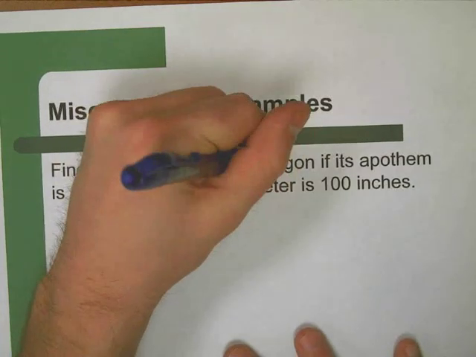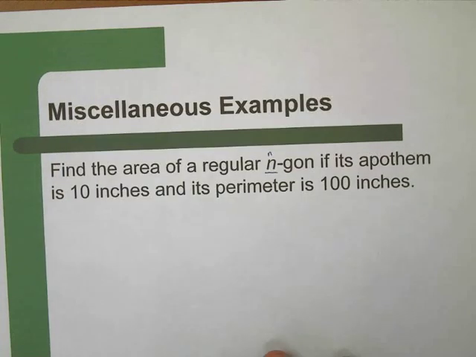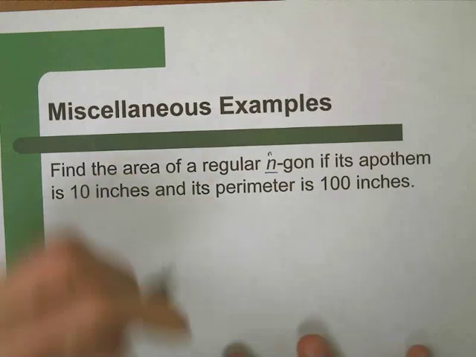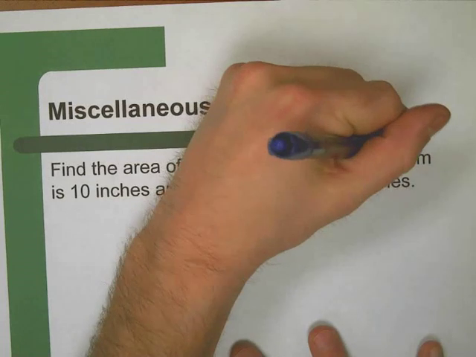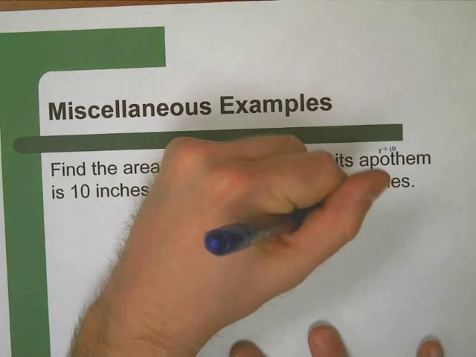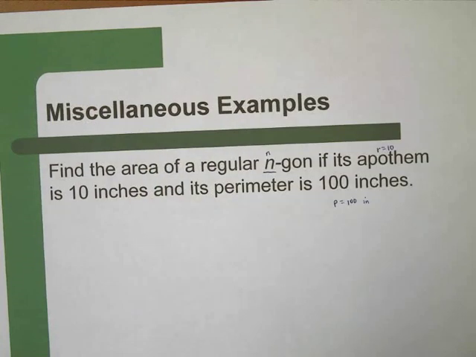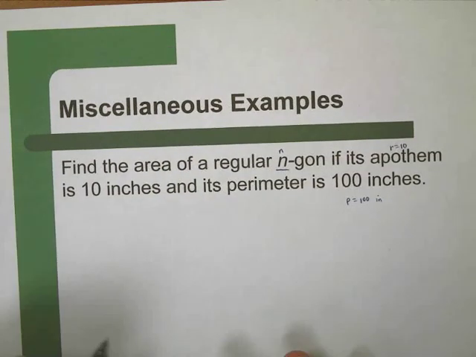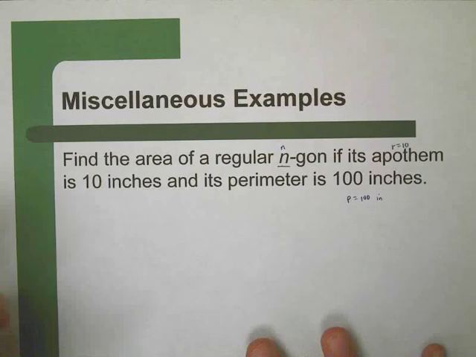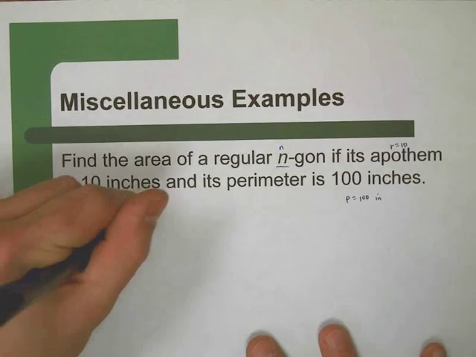One more example. Find the area of a regular n-gon. So in other words, we don't know what n is. But we do know that its apothem is equal to 10 inches, and its perimeter is equal to 100 inches. Well, this is going to be kind of tough, right? I don't know how many sides to draw. I can't even really draw a picture here.